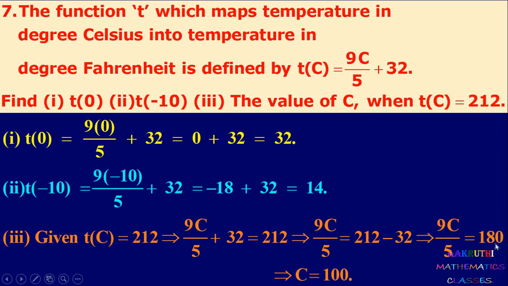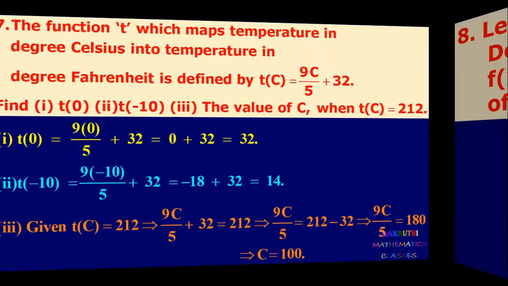Then take 5 and 9 to the other side. So we get C equal to 5 into 180 divided by 9. So that is C equal to 100. Therefore, when temperature is 212 degree Fahrenheit, temperature in Celsius is 100 degree.